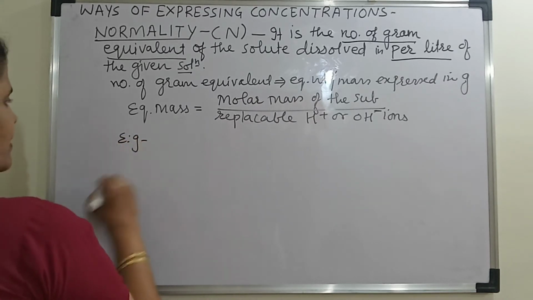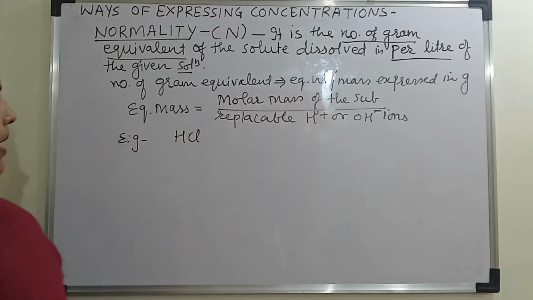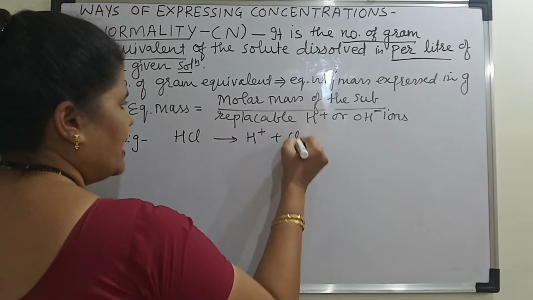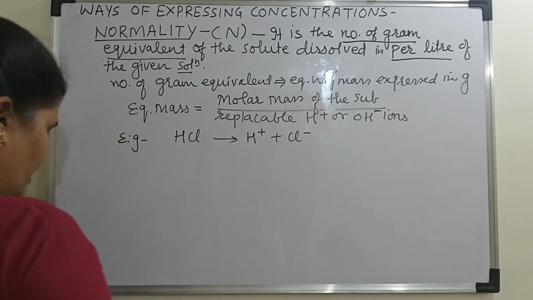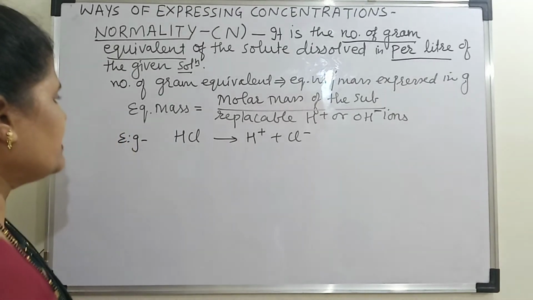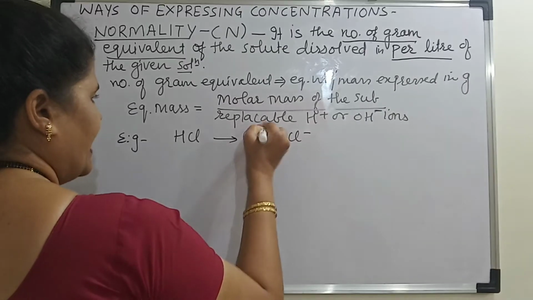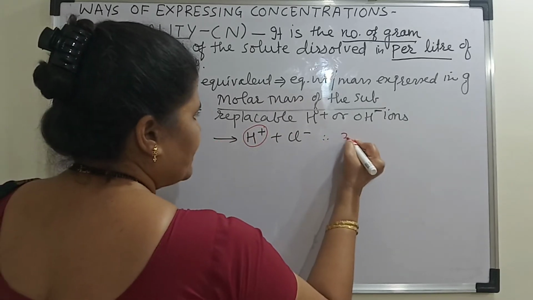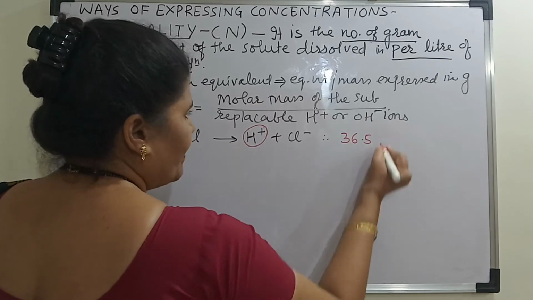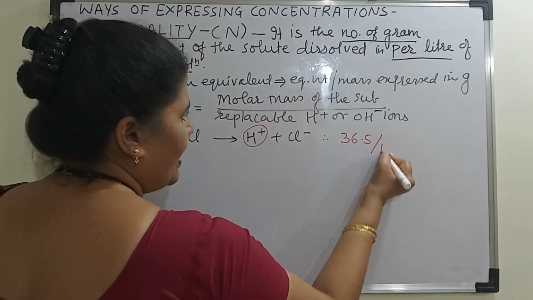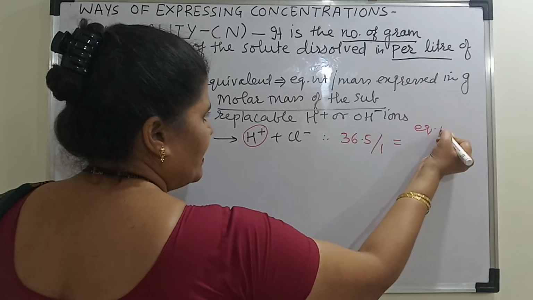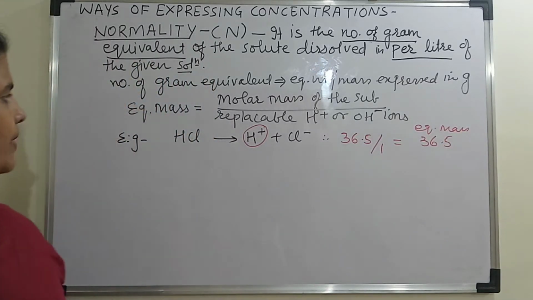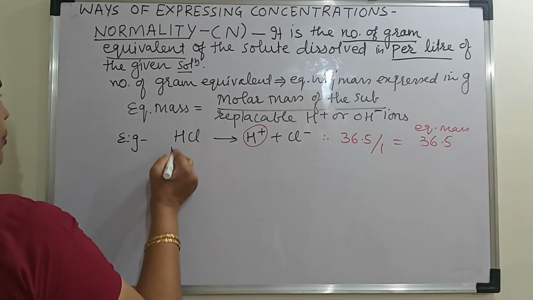So let us see the first example, that is HCl. If I consider HCl, it will give me H plus and Cl minus ions. How many H plus ions am I getting? I am getting only one H plus. And therefore, the molar mass of HCl, that is 36.5, divided by replaceable H plus, which is 1. So its equivalent mass will be equal to 36.5 gram.